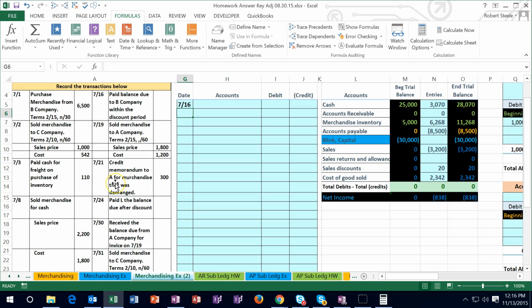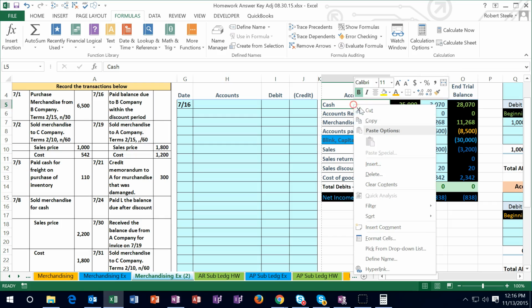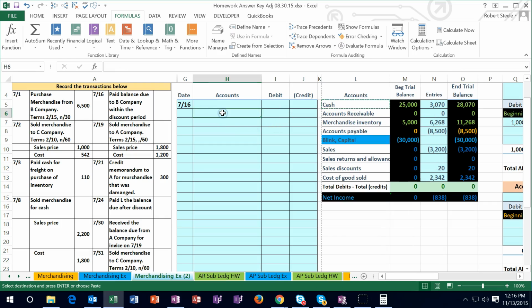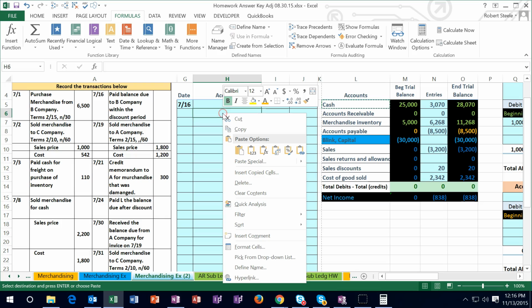So the first thing I usually think of is, is cash affected? In this case, it is because we paid off the cash. So cash has a debit balance. We're going to make it go down by doing the opposite thing to it, which in this case is a credit. So I'm going to copy the cash, put it on the bottom in H6, right click, paste it.